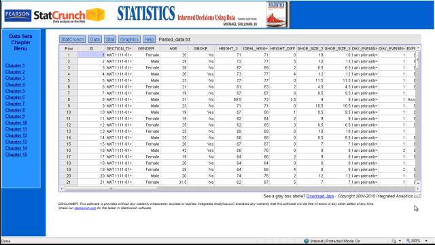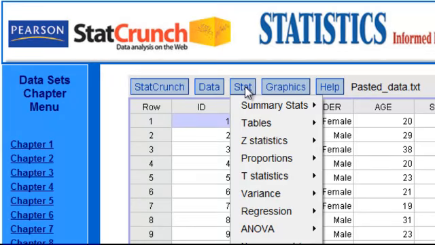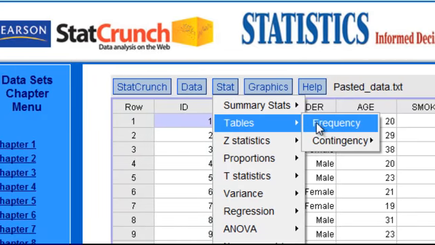In this video, we are going to organize and summarize quantitative data. Let's begin with a frequency table. The first thing that we do is we go to Stat, we go to Tables, and we go to Frequency.